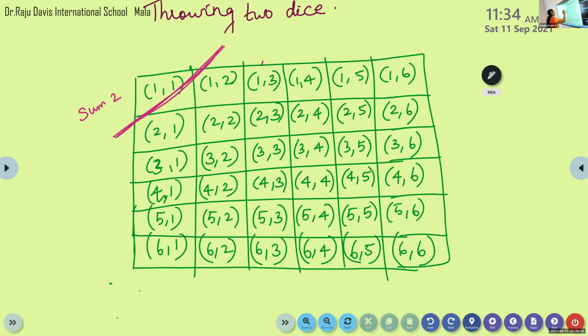Okay, if you take along this, what is the sum? The sum is 3: 2,1 and 1,2. Okay, again, if you take these elements, you'll get the sum as 4.